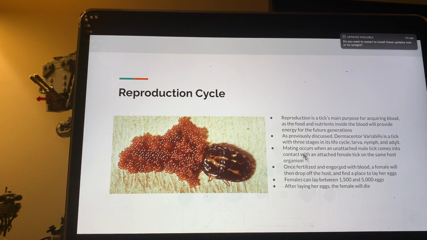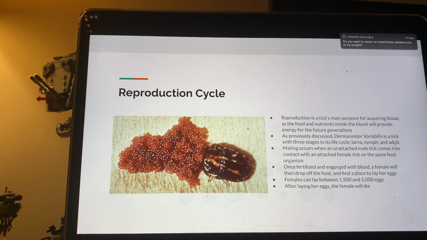And then the reproduction cycle, we already kind of talked about it a little bit earlier, but it's their main purpose for acquiring blood, as is the case for most organisms. It's just for reproduction, so that you can use the energy from that blood to get the next cycle of life going. And so, as we discussed earlier, it's a 3-stage tick. The mating occurs when the unattached male tick comes into contact with the attached female. So yeah, the female is getting blood while she's getting it from the male tick.